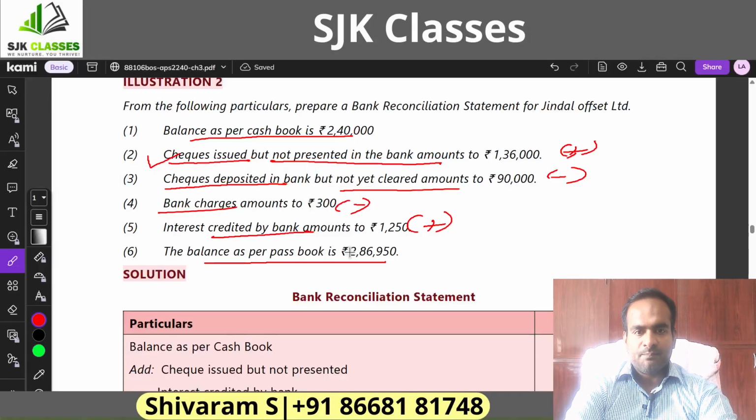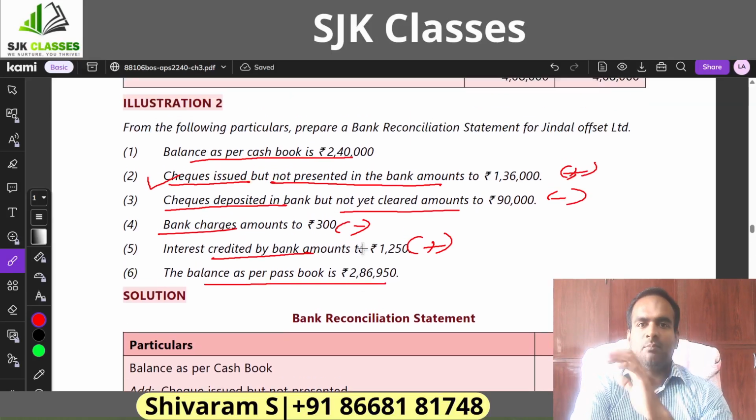Look at the question here. What is the balance for passbook? 286,950. So the passbook balance matches here. That means we have done a correct working. That's it. BRS is over.